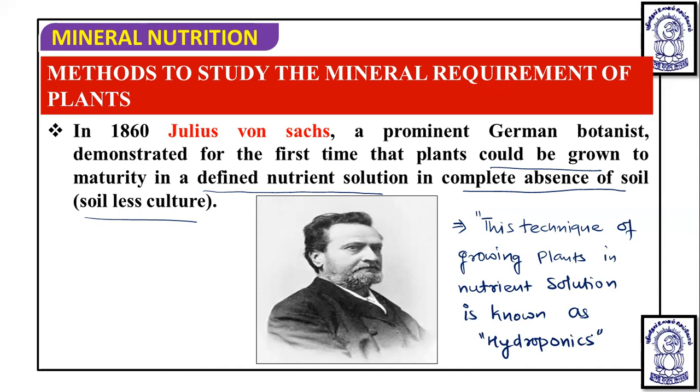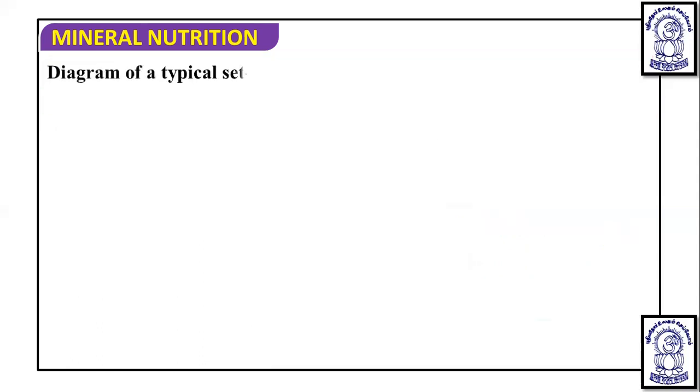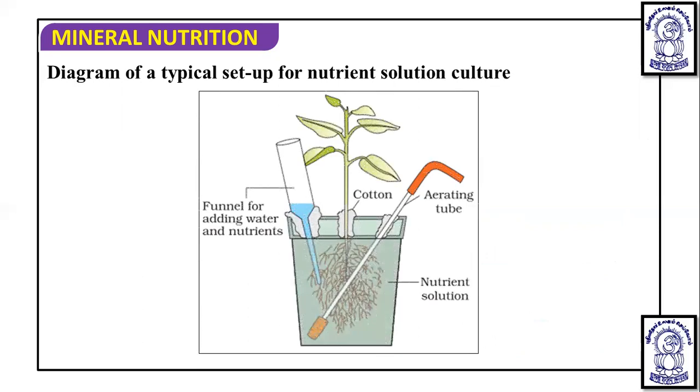Now, to carry out hydroponics, the plants are grown in nutrient solution without soil. If you look at the diagrammatic setup of a nutrient solution culture, you will see a pot that is properly sealed and contains a nutrient solution. This nutrient solution contains minerals plus water, and soil is not there.